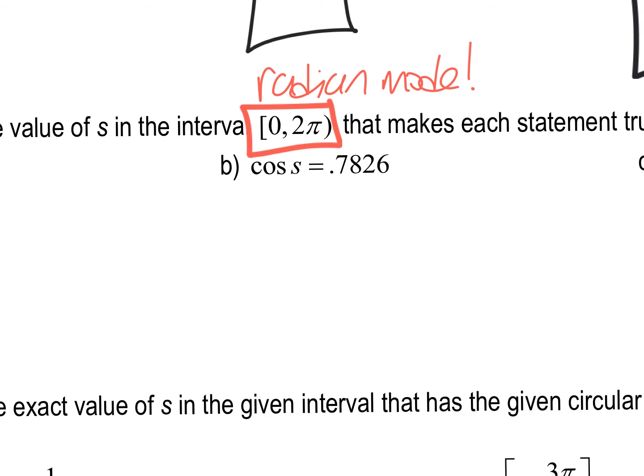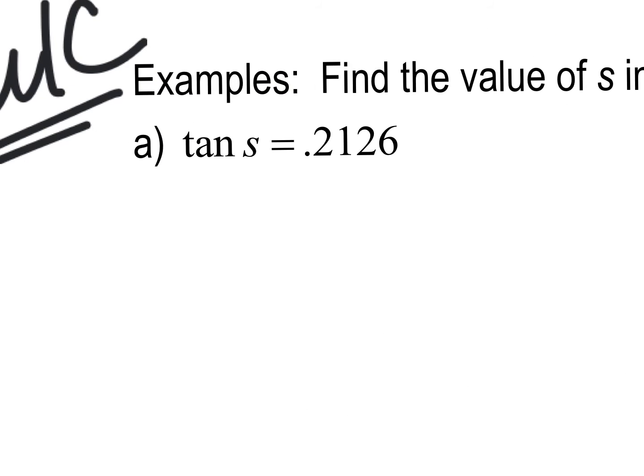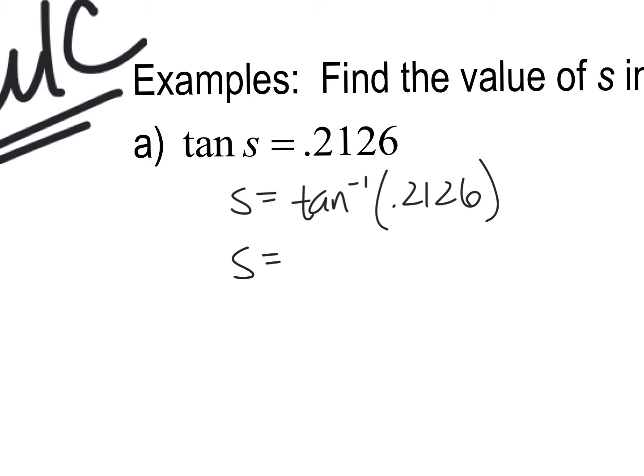This means I'm going to have 2 answers. What I'm going to type in my calculator in order to get S by itself is the inverse tangent of 0.2126. Make sure that you are in radian mode when you type this into the calculator, but this should give you S equals 0.2095.